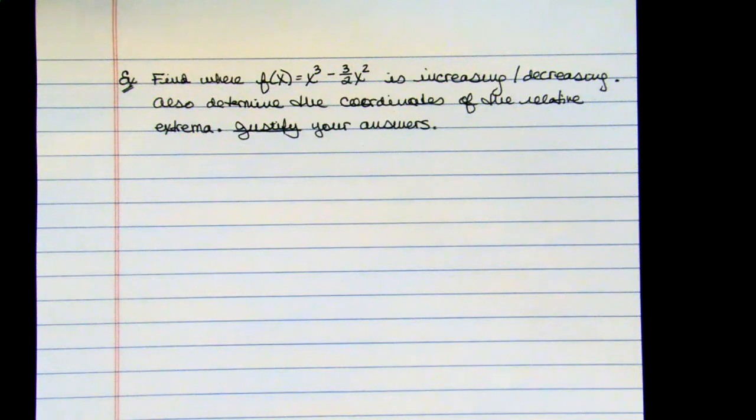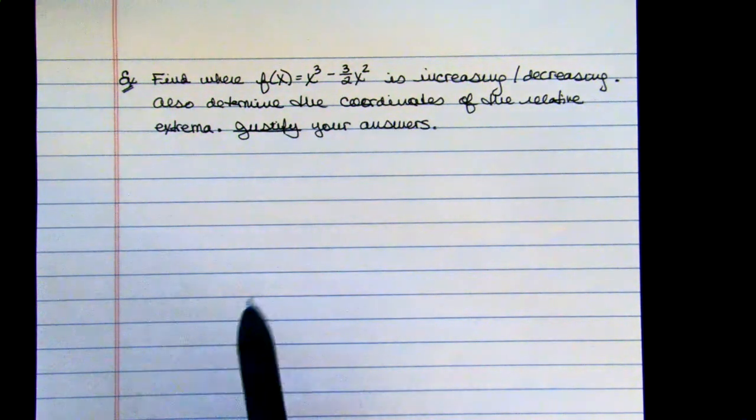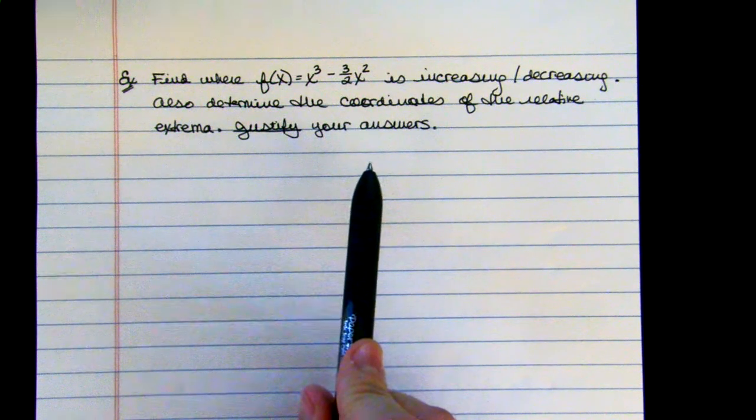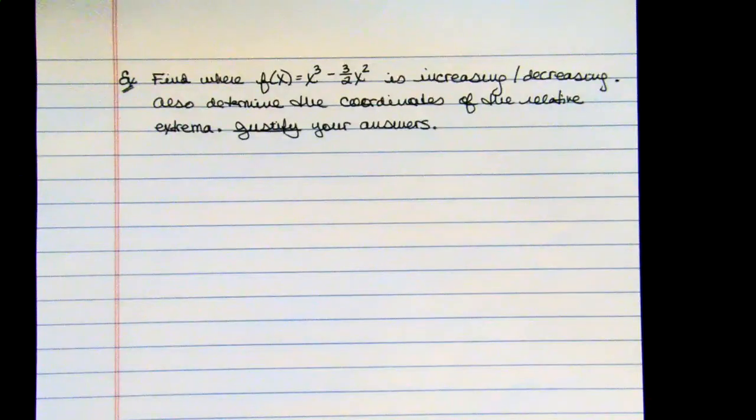So now we're going to start taking a look at some examples of how to figure out where a function is increasing, where it's decreasing, and the coordinates of the relative extrema. For our first example, I want to look at the function f of x equals x cubed minus 3/2 x squared. Take a moment and copy that down, and then we'll talk about how we'll do this together.